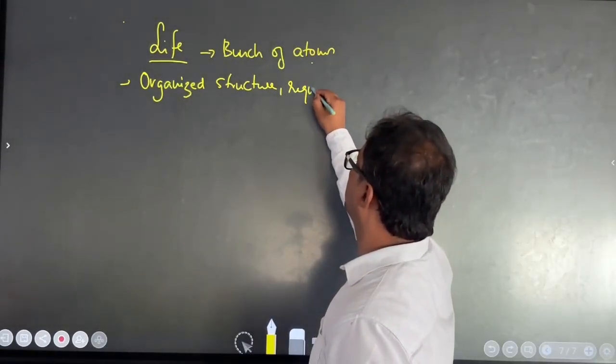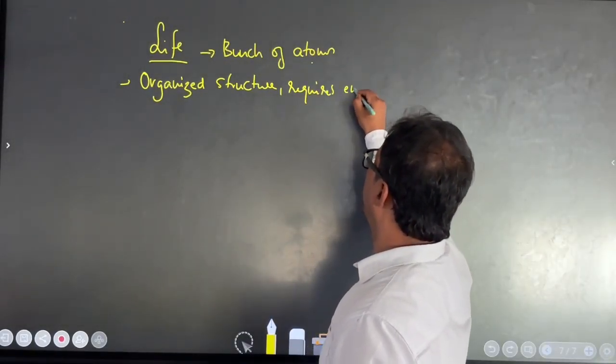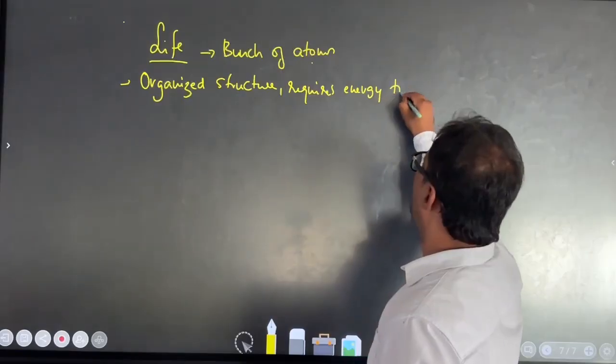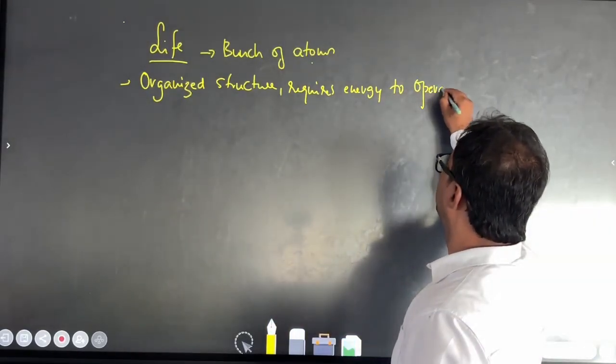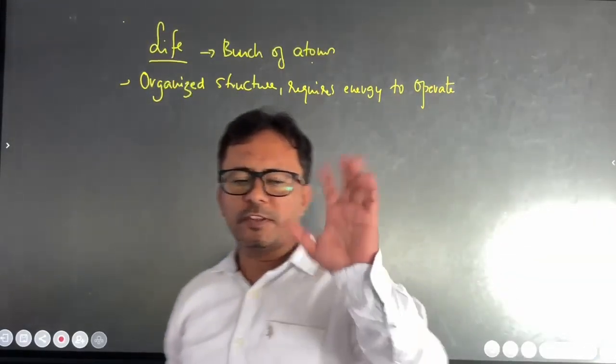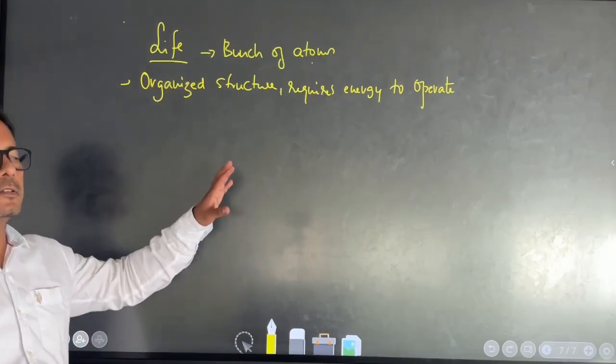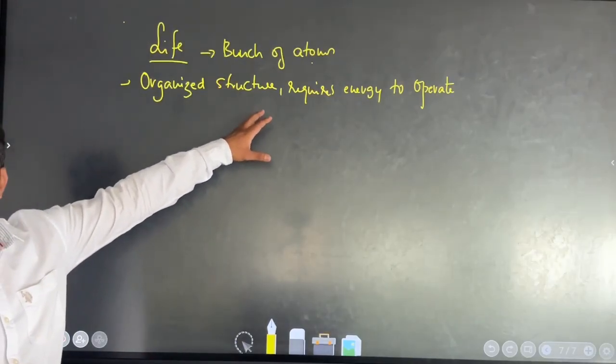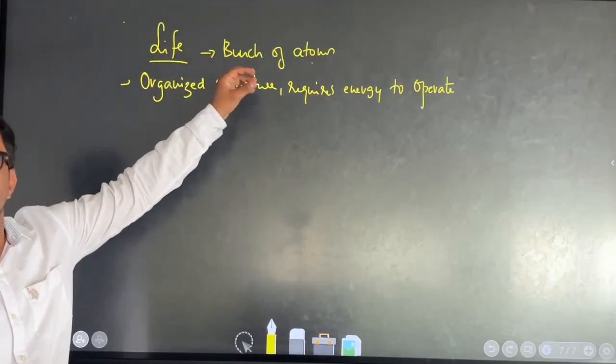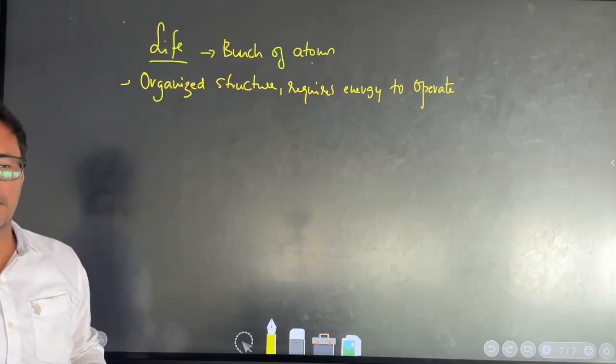which requires energy to operate. This is one of the definitions. Life is an organized structure made up of atoms which requires energy to operate.